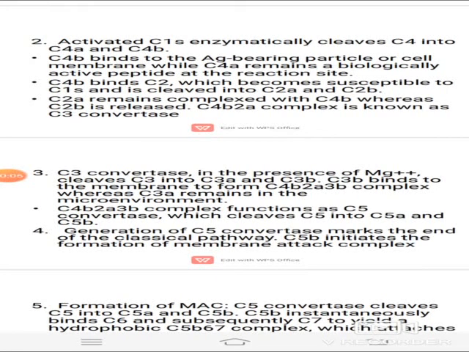C4b binds to the antigen-bearing particle or cell membrane, while C4a remains a biologically active peptide at the reaction site. C4b binds C2, which becomes susceptible to C1s and is cleaved into C2a and C2b. C2a remains complexed with C4b, whereas C2b is released. The C4b2a complex is known as C3 convertase.